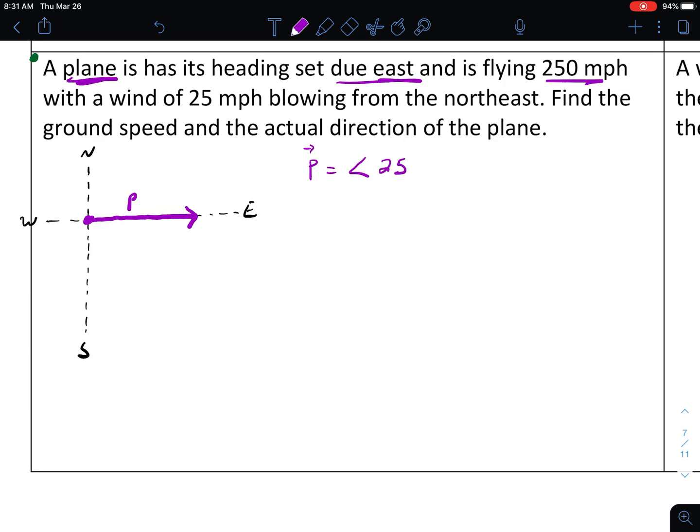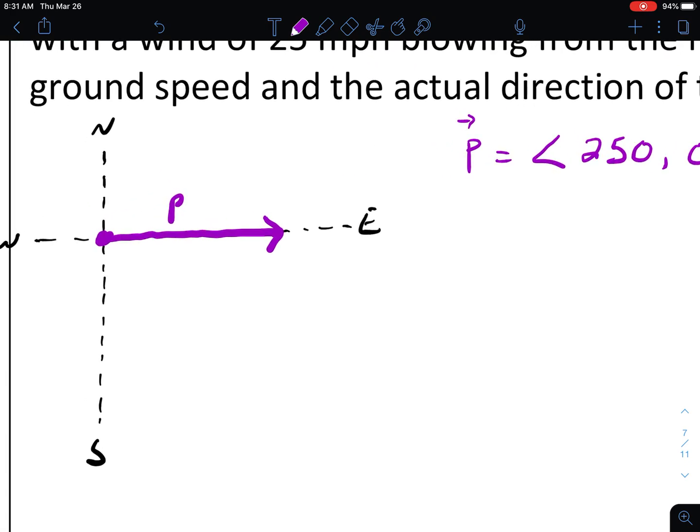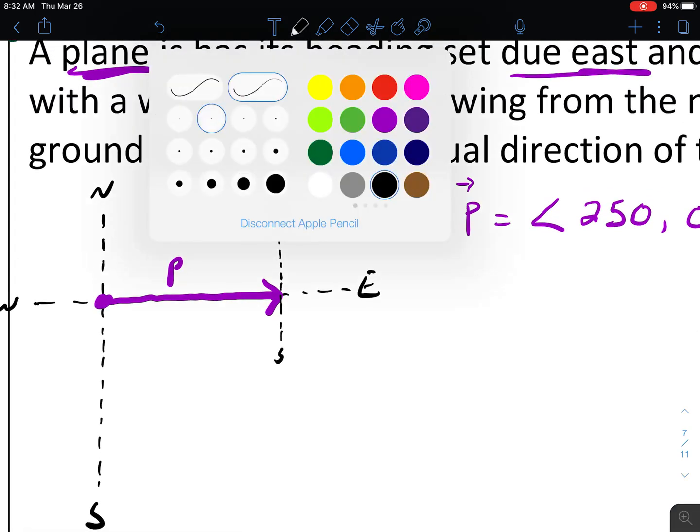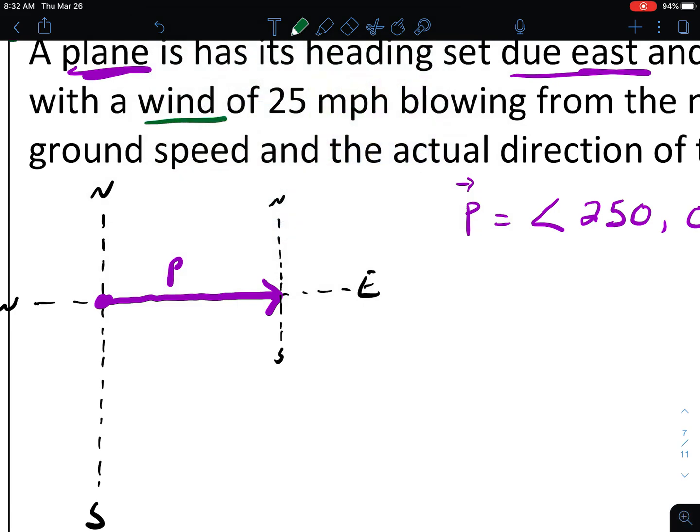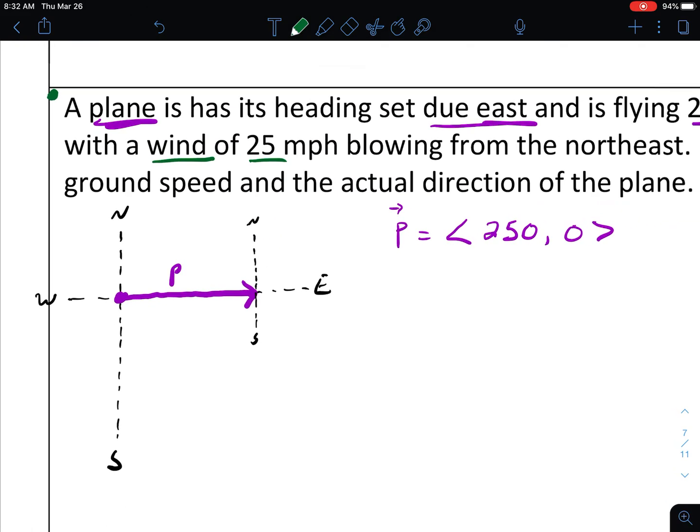So the plane vector here is going due east, so the 250 is going to be the x component, and it has no y component. Now at the same time, we're having our wind applied to it, and we have to connect our vectors head to tail. So from the end point of the vector, I could make another set of north, south, east, west lines, and I'm just going to use the current east-west line.